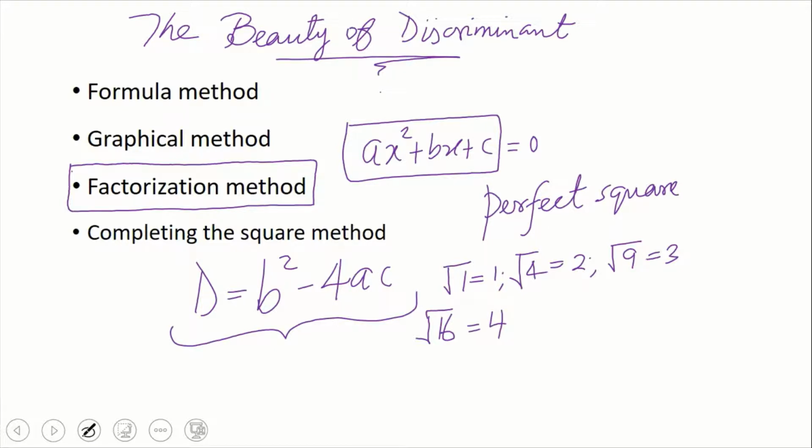So when you solve for the discriminant and you get an answer like 1, 4, 9, 16, 25, because the square root of 25 is 5, 36, 64, and so on and so forth, if you arrive at any number that is a perfect square, then that quadratic equation can be solved by factorization method. Else you have to fall back to either formula method, graphical method, or completing the square method. Let's see how to actually apply what I have just said.